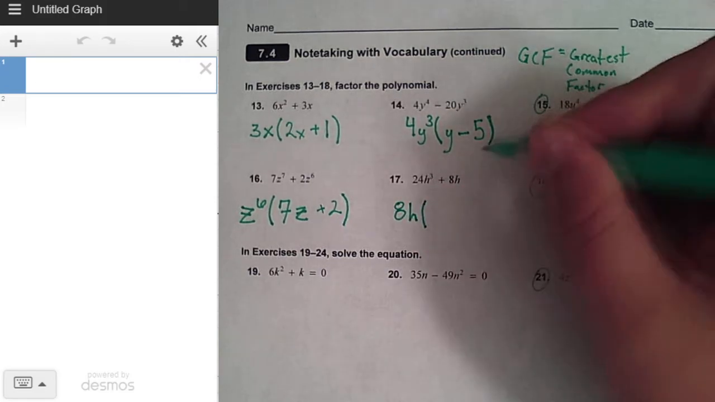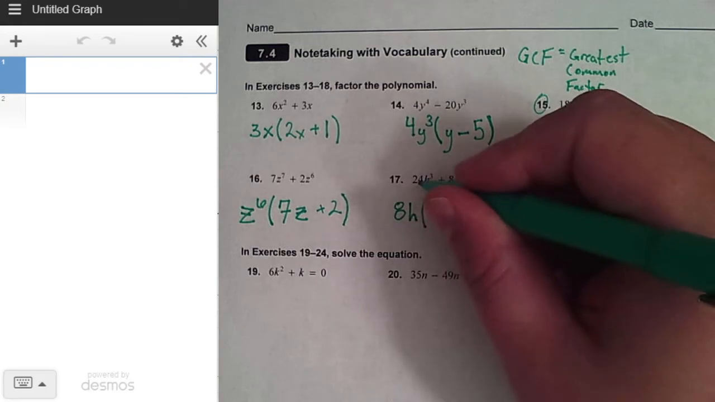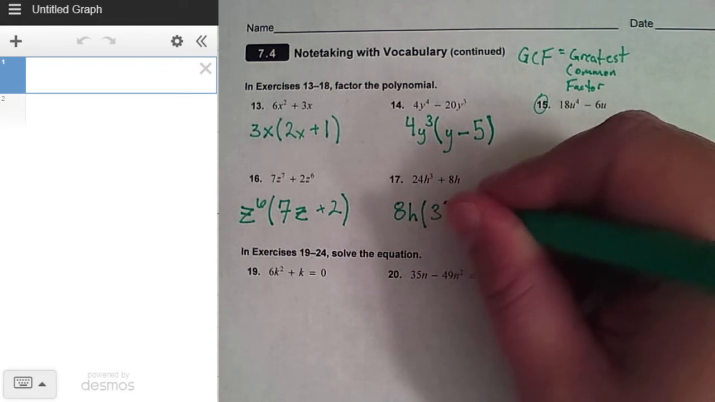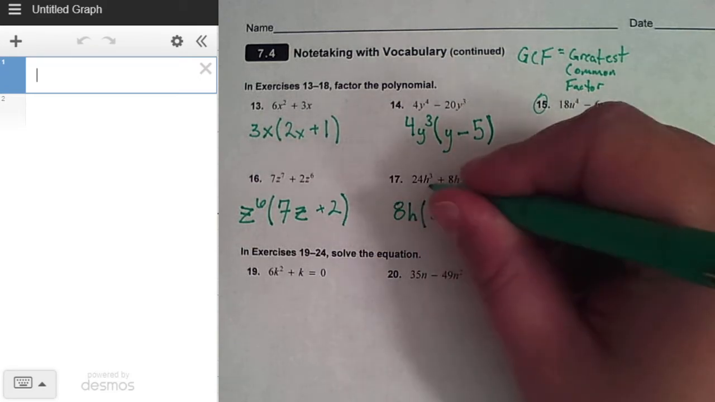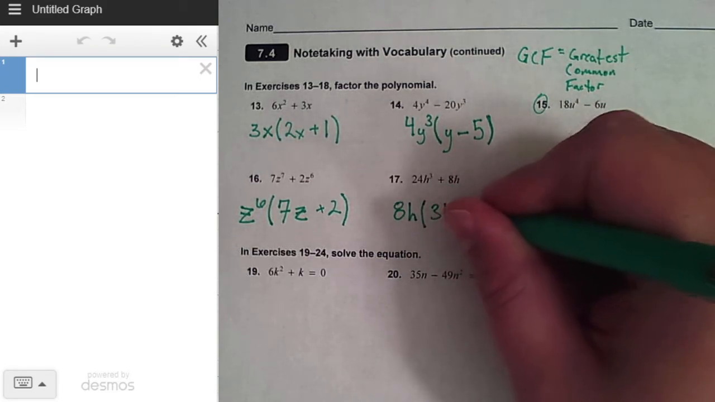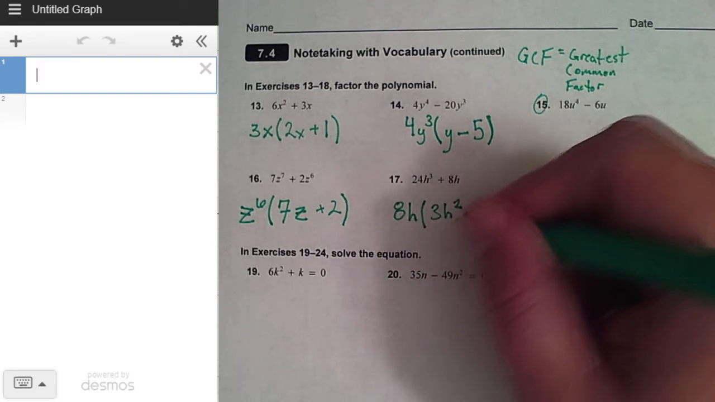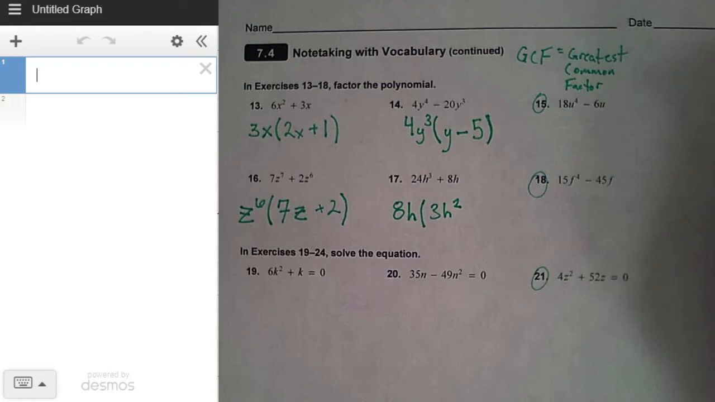So then we're saying 8h times what is 24h to the third? Well, 8 times 3 is 24, and then h times h squared is h to the third. So 8h times 3h squared is 24h to the third.